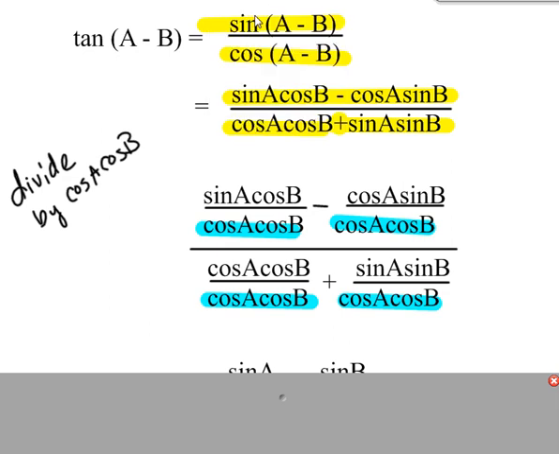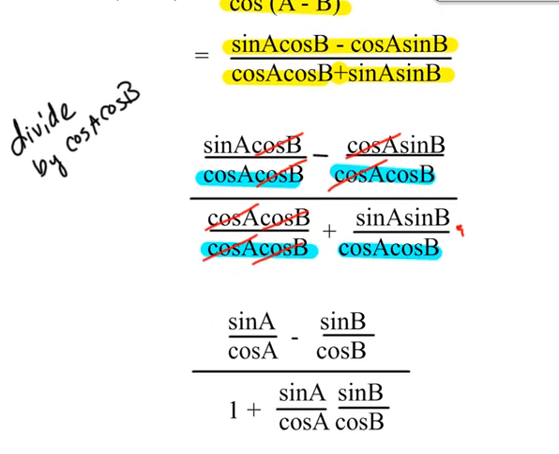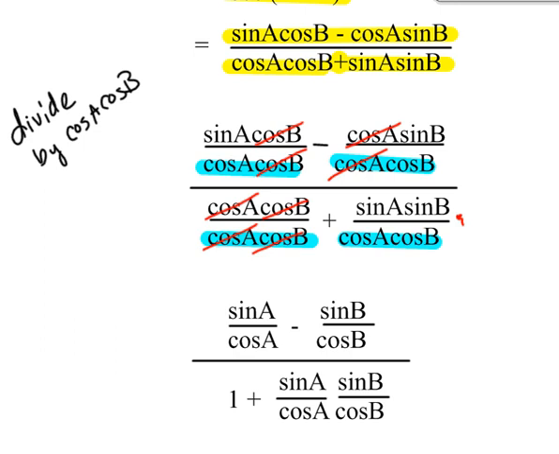So you can see if I have a cosine B and a cosine B, that's gone. And if I have a cosine A and a cosine A, that's gone. And if I have a cosine A and a cosine A and a cosine B and a cosine B, all of that crosses off. And then nothing over here is going to cross off. All right, so what does that leave us with? That leaves us with sine of A over cosine of A minus sine of B over cosine of B. All of this stuff was 1, and this stuff we had to leave the same.